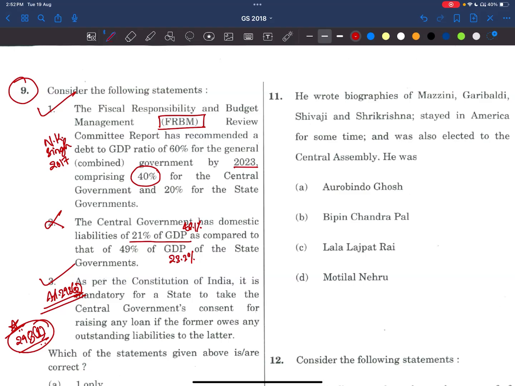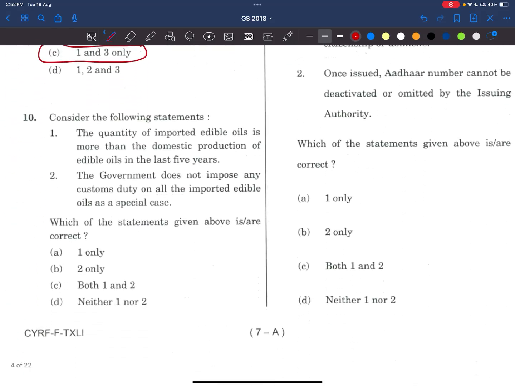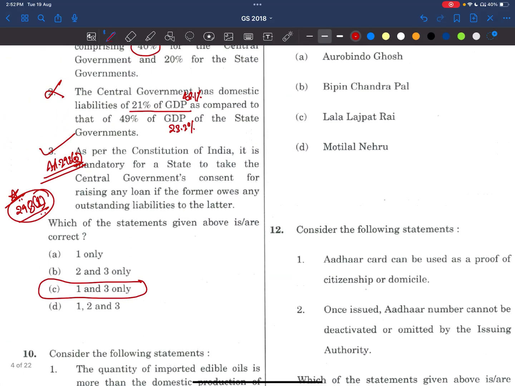Since it is mentioned in Article 293 of the Constitution that it is mandatory to take consent for outstanding liabilities, we have to read especially the financial relations between center and state. That chapter is there in Lakshmikant. That chapter becomes important, and other relevant articles also become very important. Even if not asked in prelims, you can use this article in the mains as well.